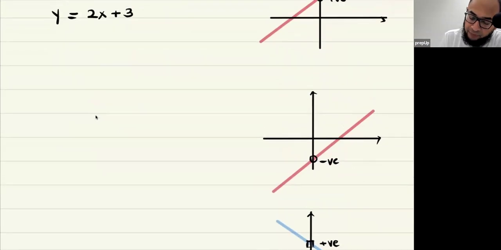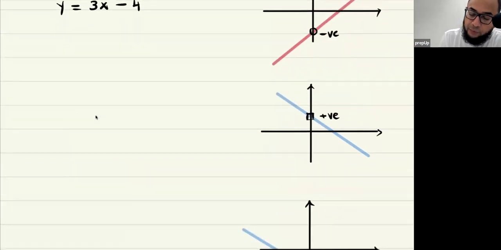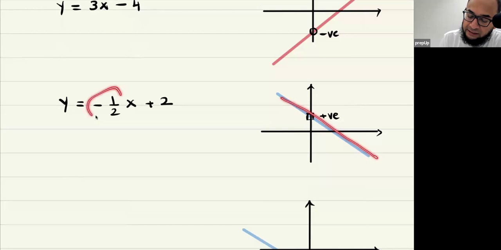This one could be y is equals to 3x minus 4. Positive slope, but negative y-intercept. This one, y is equals to minus half x plus 2. So this is negative slope minus half. It could be in fraction also. And this positive 2 is the y-intercept.